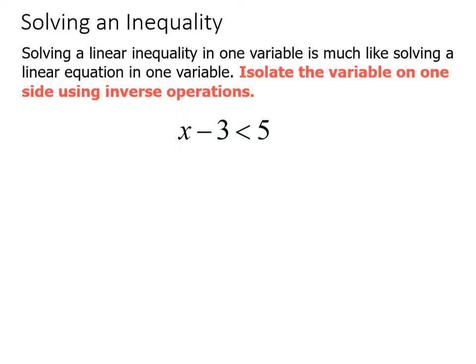Now, in order to solve an inequality, the process is nearly identical to solving an equation. For this first one, you're going to use inverse operations. If I wanted to isolate the x, I'd have to get rid of that -3. The opposite of subtracting 3 is adding. So I would add 3 to both sides, and that's going to give me x is less than 8. We just carry that inequality symbol down.